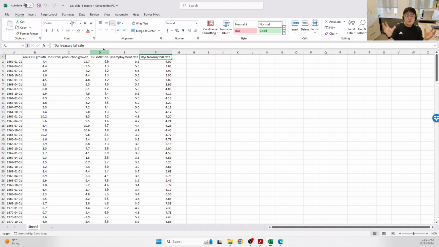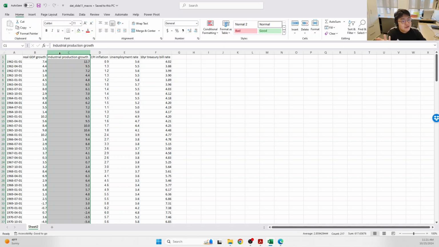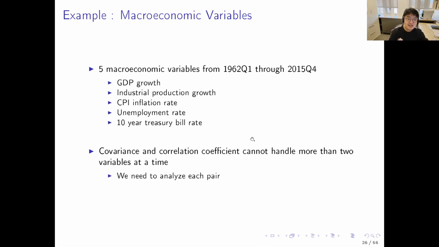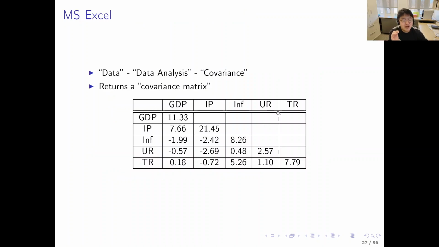So when you have three variables or more, you have to calculate the covariance pairwise for each pair, right? So you can calculate, for example, covariance between these two variables, or these two variables. That's what you have to do when you have multiple variables. So that's what we are going to do here. We are going to calculate the covariance for each pair of variables. And then we will have a table like this, right?